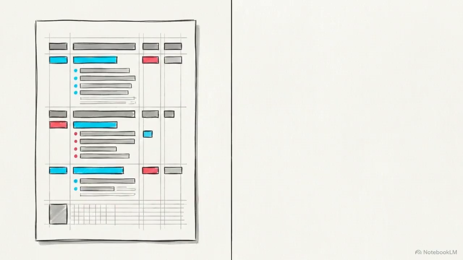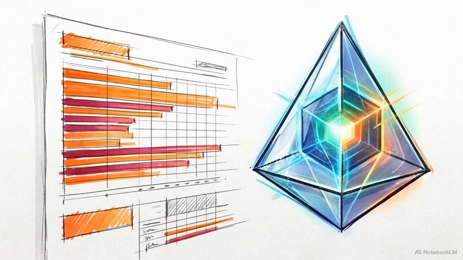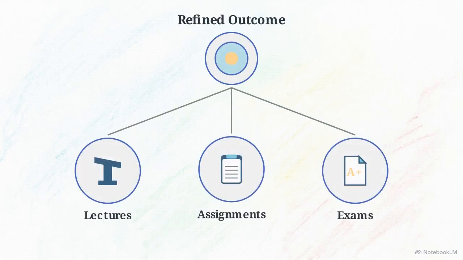To follow along, you need 2 things: your current course learning outcomes and an open tab for an AI assistant like Claude or Gemini. Refining these outcomes changes the specific target for every lecture, assignment, and exam you will create for the rest of the semester.